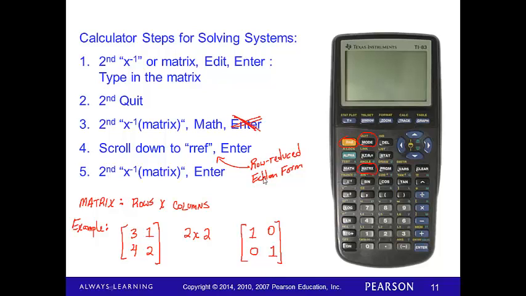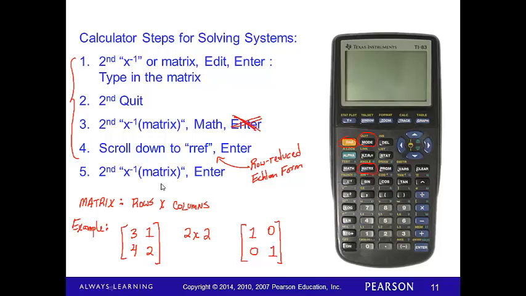Okay? Row reduced echelon form is basically doing matrix operations in order to get 1s along the diagonals and 0s above and below. Okay? Above and below. If it was reduced echelon form without this extra R in it, then we would have just had 0s below and any number above it, right? So this part is very key to solving systems of equations using a calculator and matrices.